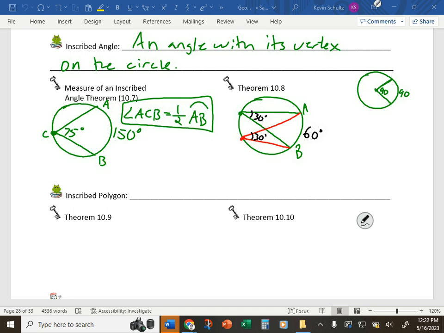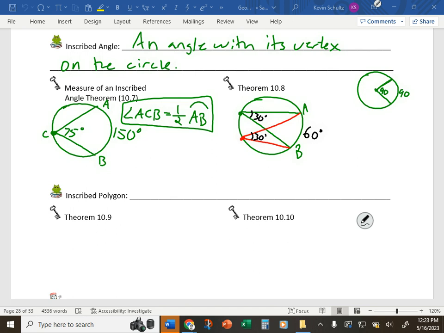I thought it was just you were adding them together at first. Well, that's what doubling is, something adding to itself. 30 plus 30. They're each 30 here because they create the same arc. The arc measure is 60 because it's double the measure of the inscribed angle.